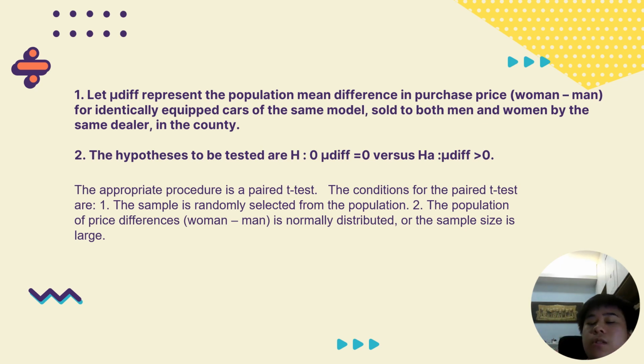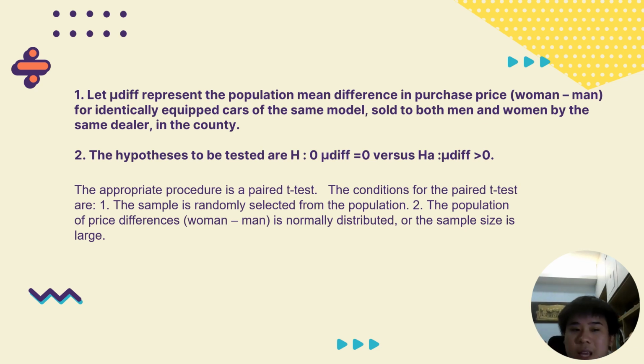So the difference is 0. There's no difference between men and women. Women minus men, no difference. That's when it equals 0. When the mu difference is greater than 0, it means women pay more. Okay? So in this case, the appropriate procedure is the paired t-test.